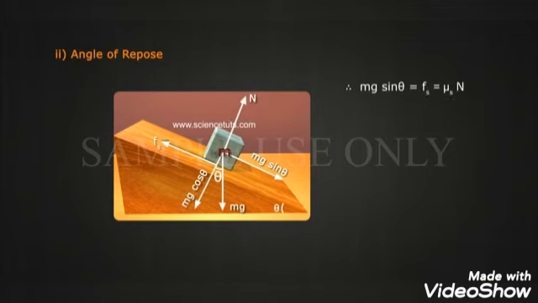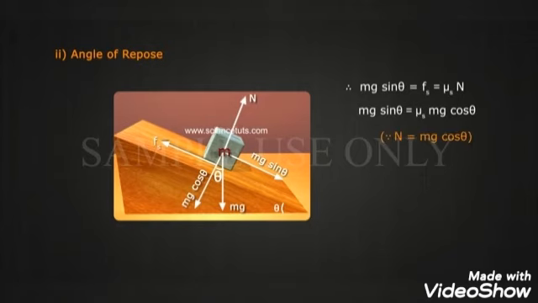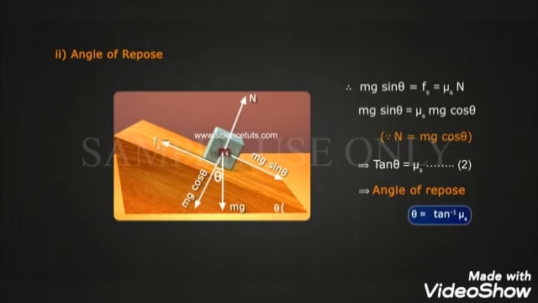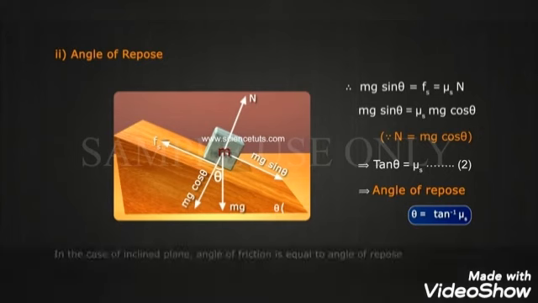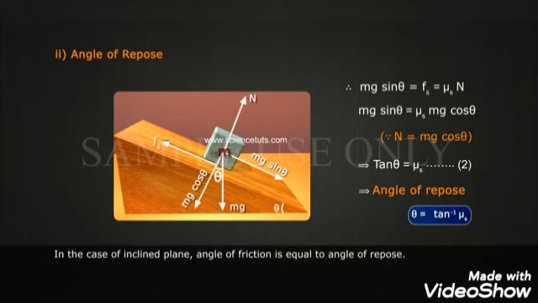Therefore, mg sin theta is equal to Fs, which is equal to mu s into N. Mg sin theta is equal to mu s mg cos theta, since N is equal to mg cos theta. Therefore, tan theta is equal to mu s. This is equation number 2. It is equal to the angle of repose. Theta is equal to tan inverse mu s. In the case of an inclined plane, the angle of friction is equal to the angle of repose.